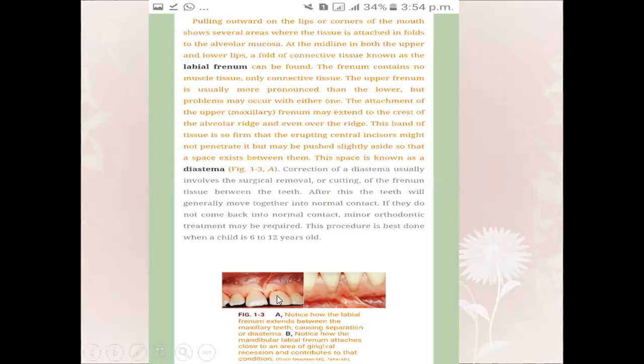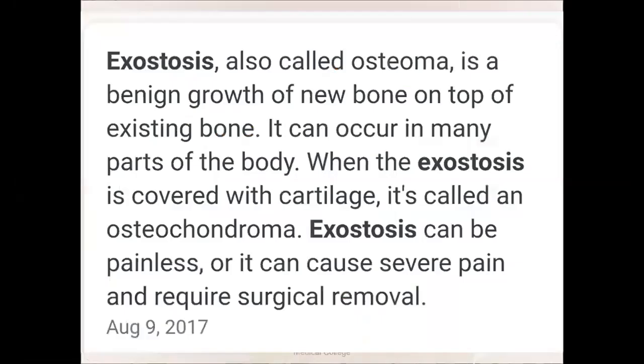Correction of the diastema usually involves surgical removal or cutting of the frenum between the teeth. After this, the teeth will generally move together into normal contact. If they do not come back into normal contact, minor orthodontic treatment may be required. And this procedure is best done when a child is 6 to 12 years old.